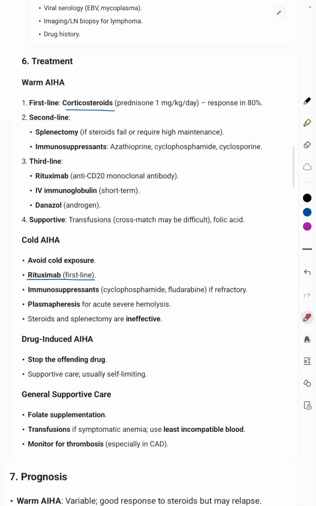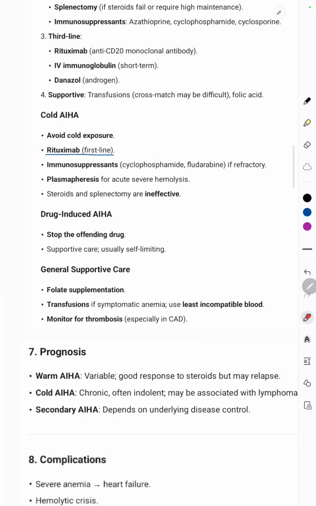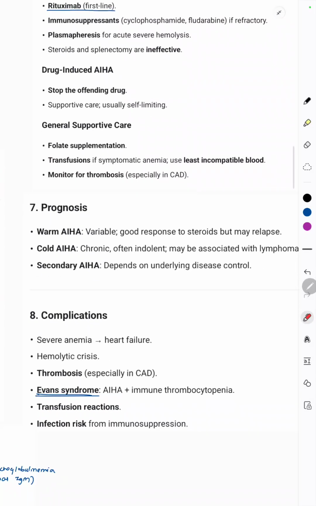In cold AIHA, avoid cold exposure. The first line is not steroids in cold AIHA, it is rituximab. Other immunosuppressants can be given or plasmapheresis can be done. In case of drug-induced, stop the offending drug. Folate supplementation or blood transfusion as and when required if it's a severe case.